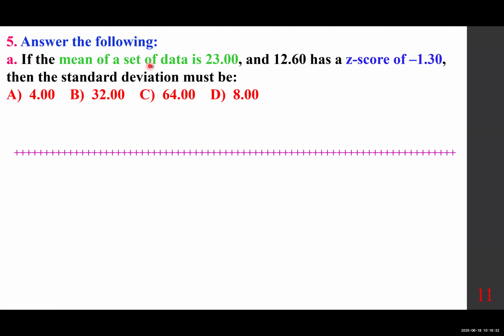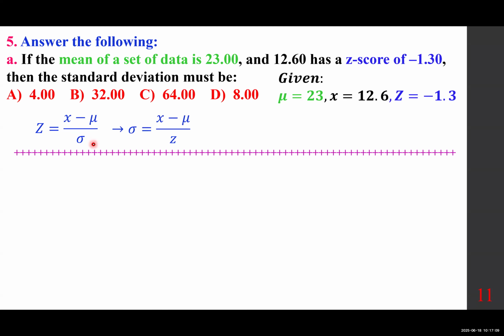All right, answer the following. If the mean of a set of data is 23, and 12.6 has a z-score of negative 1.3, then the standard deviation must be. Well, let's write the given. Mu is 23, z is negative 1.3, and this is called x, and the formula is z equals x minus mu over sigma. Everything is given. Sigma is missing, and if you do the cross product, you can put the sigma here and z here. This is elementary algebra. Or just plug in everything you have and find the missing one. So sigma is x, 12.6 minus mu, 23, over z, negative 1.3. You do the math, you get 8, and the answer becomes D.